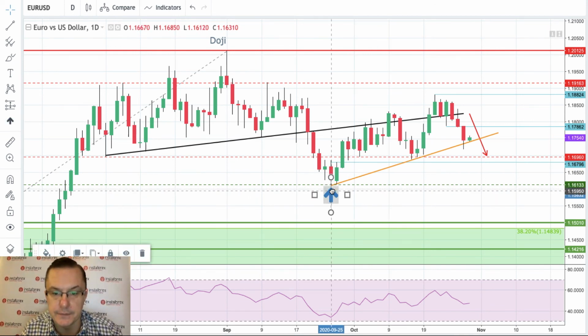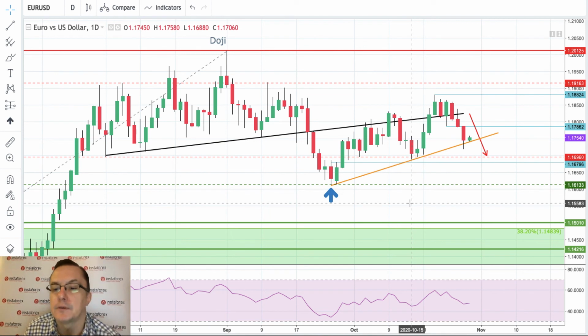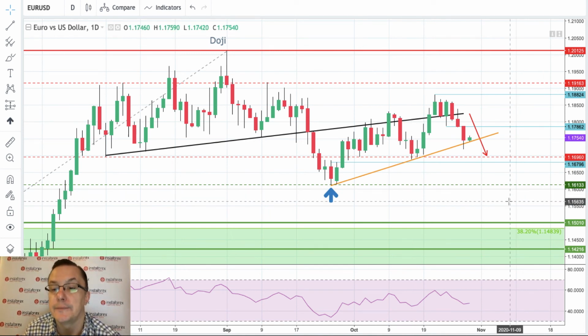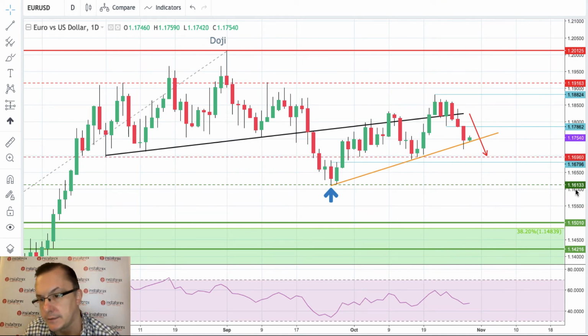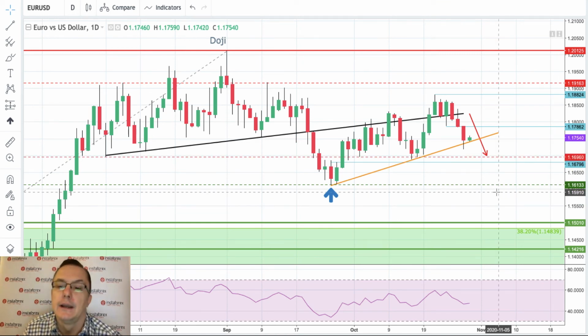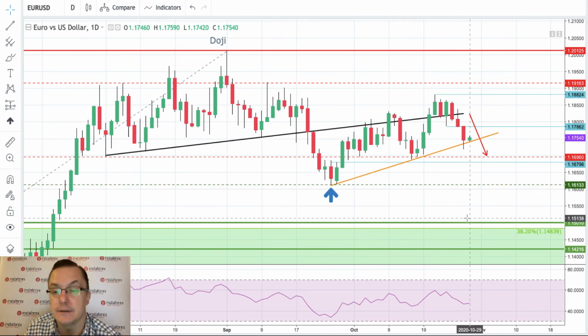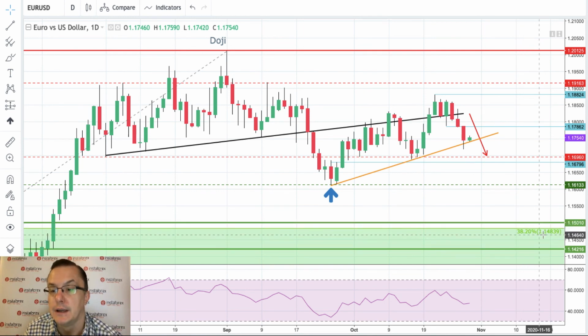That's the level. This is the key technical support for today, of course, and for the next few days: 1.16, it's around 15, 14 pips, somewhere here. Why? Because if this one is violated, we will surely get lower and test the 38% Fibonacci retracement, around 1.1483. So please keep an eye on the development of the euro dollar.